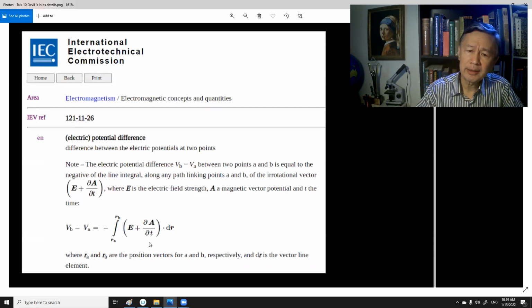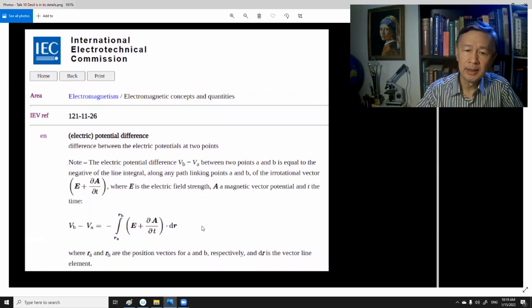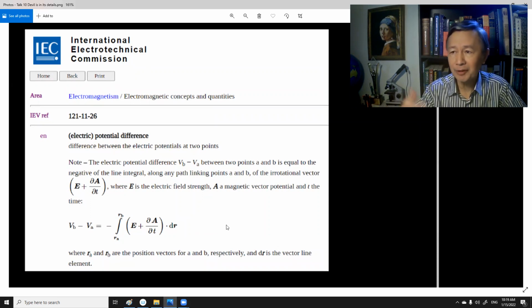Now, how can this term appear in this definition of potential difference? Well, today, let me give you some background from the perspective of classical field theory. And then I will give you a simple proof that this second term is nothing but the induced electrical field strength.